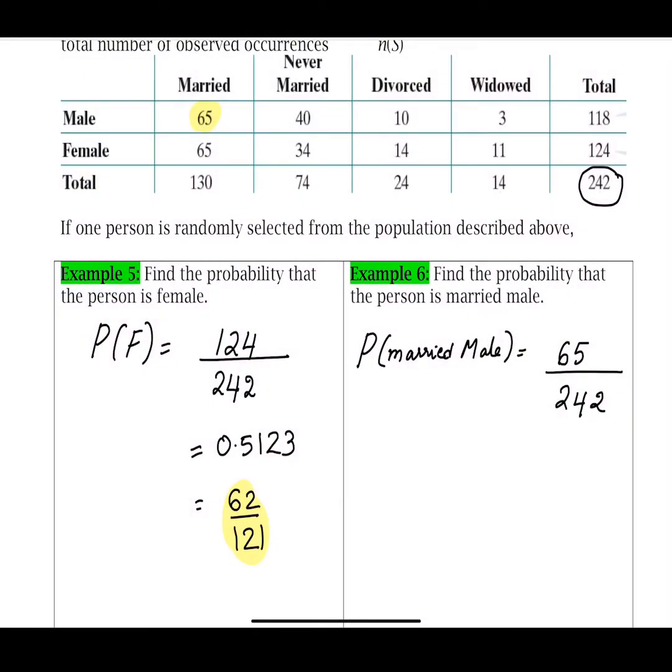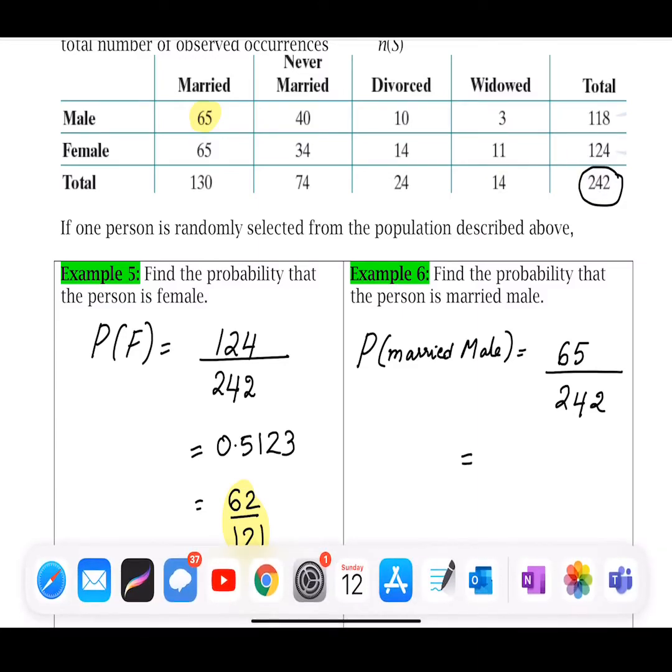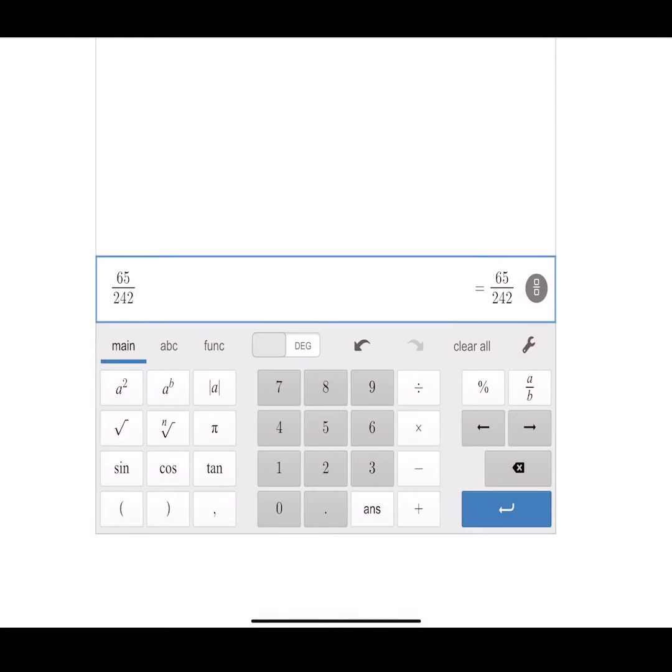Okay, so however your MyMathLab wants it, either if it wants it in fraction or if it wants it in decimal. So however they want it. If it's decimal, it is 0.2685. If it's a fraction, it is 65 over 242. If it's a percentage, never mind.